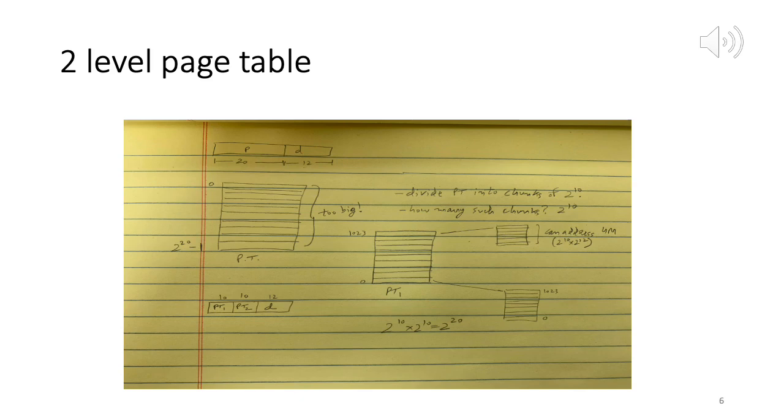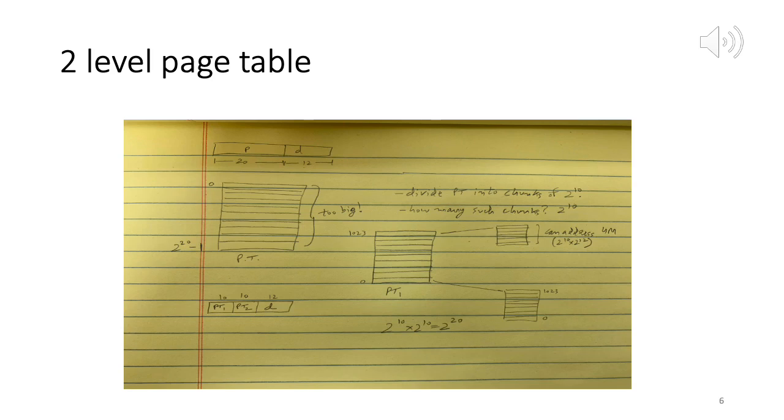So you can see now in total we will get 2 raised to 20, because each entry in PT1 corresponds to 2 raised to 10 entries, and we have 2 raised to 10 entries in PT1, so they will all correspond to 2 raised to 20 entries. The only difference is that each of these PT2s, each of these inner page tables, can be allocated in a non-contiguous manner. Okay. So that's how it goes.